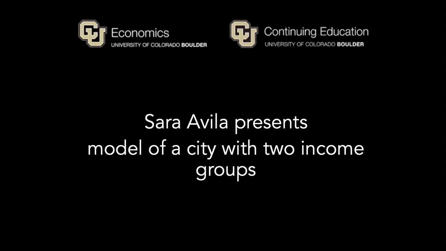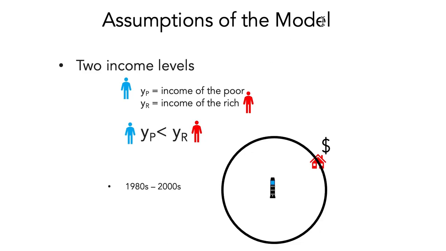Hello students, in this video we're going to be using the monocentric model to model a city with two income groups. If you recall, urban economics is doing this modeling so that we can understand what the factors are that determine the city structure or the city performance. Check this out. Let's suppose there's two income levels, the poor and the rich. The poor have a lower income level, Y_P, and the rich have a higher income level, Y_R. That's the only difference between these two groups.